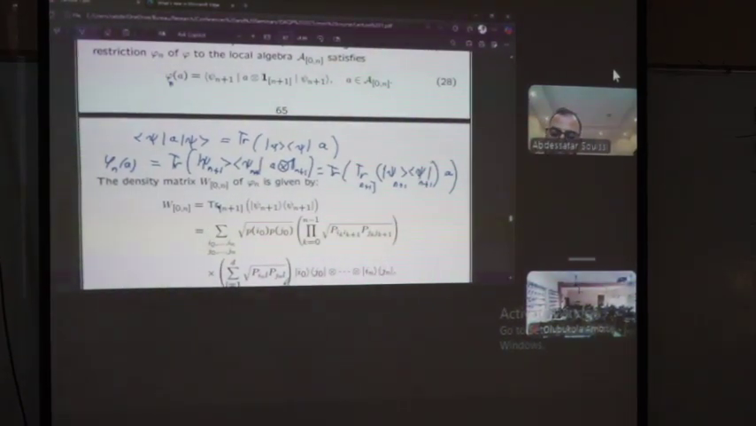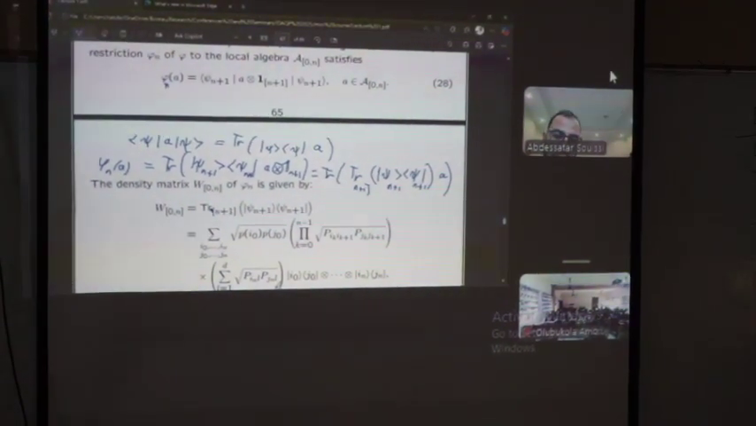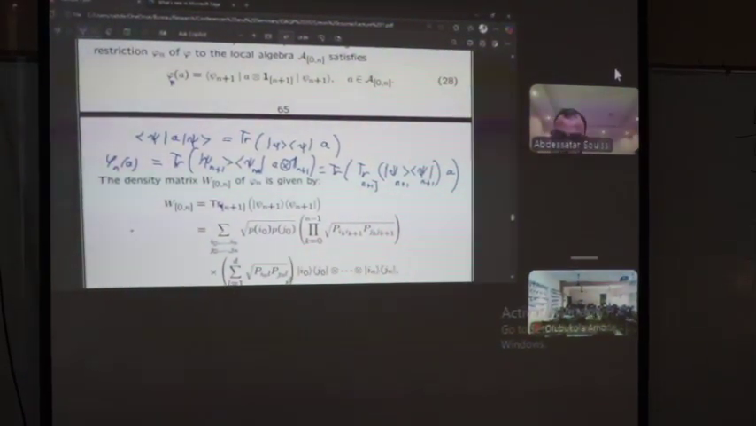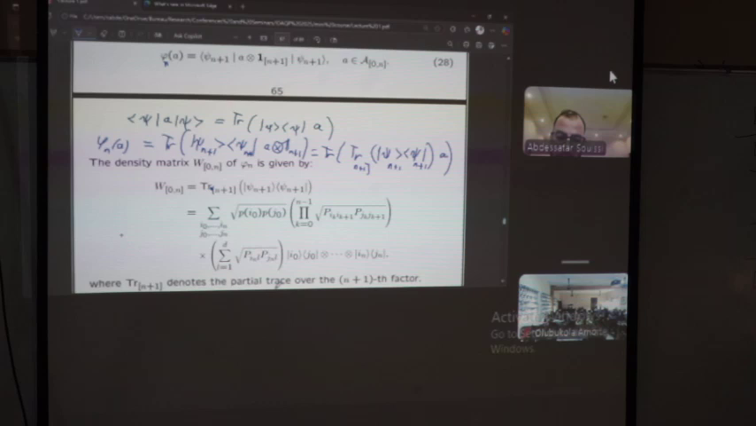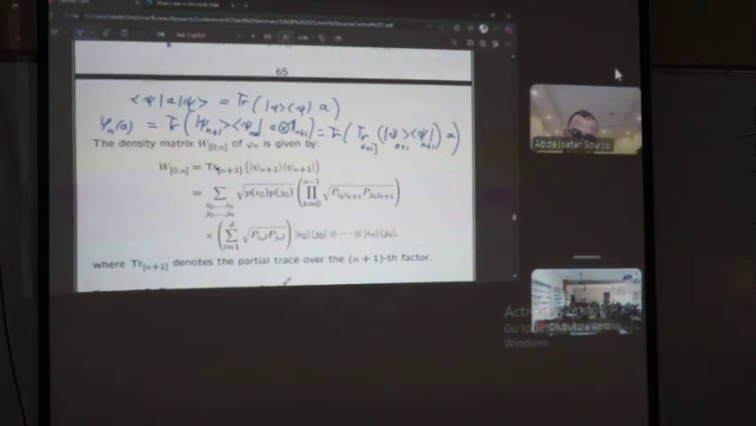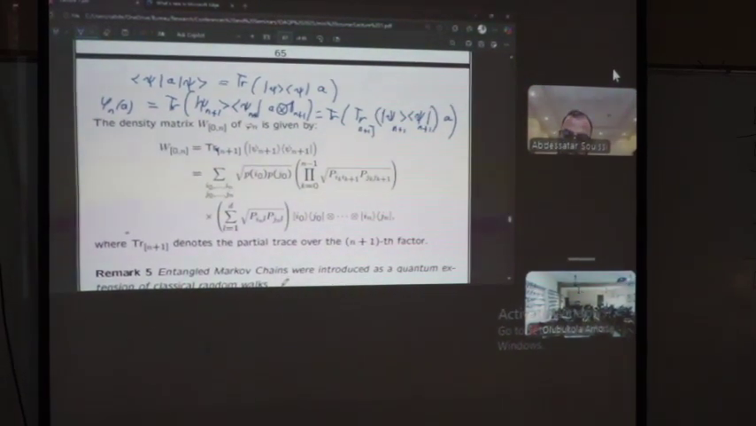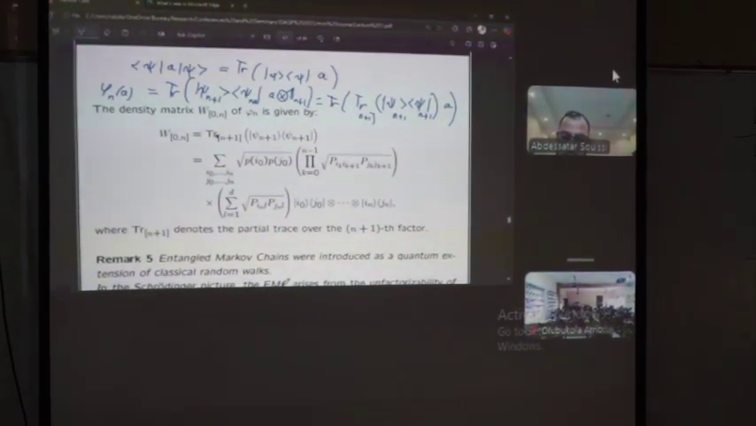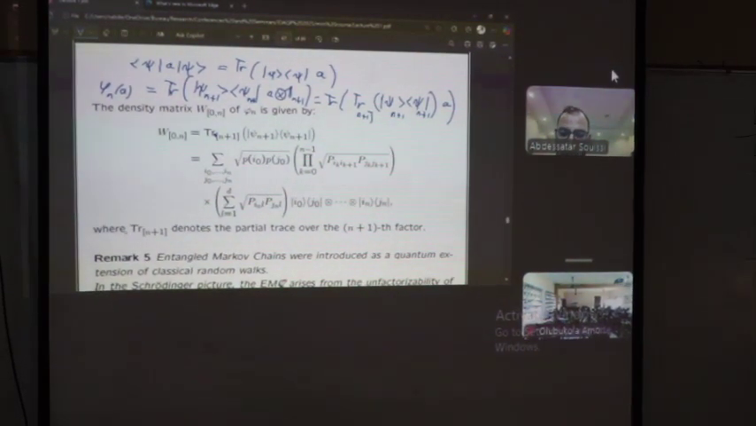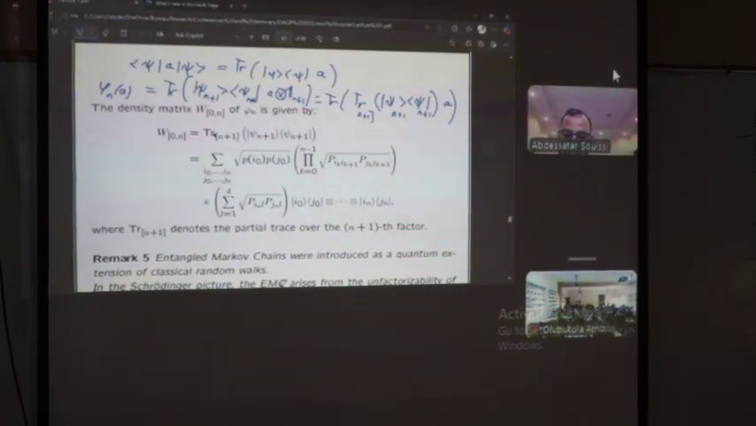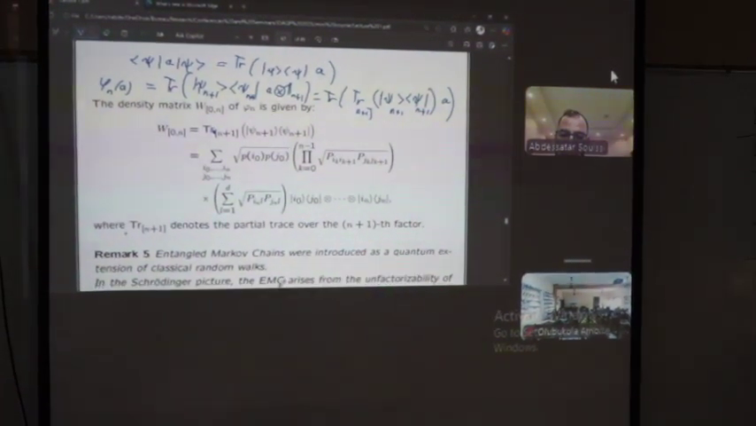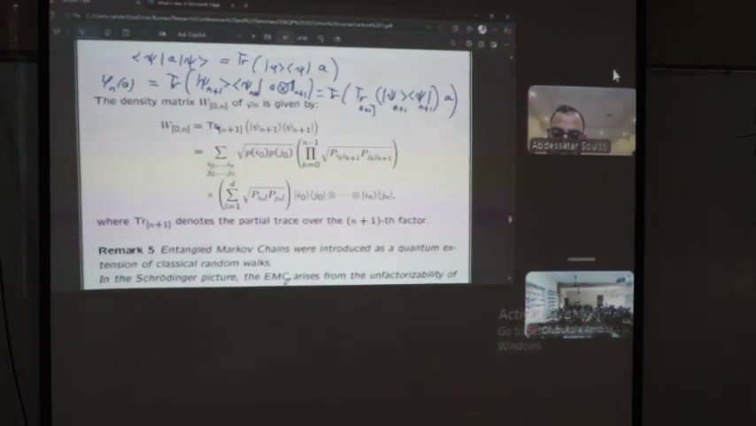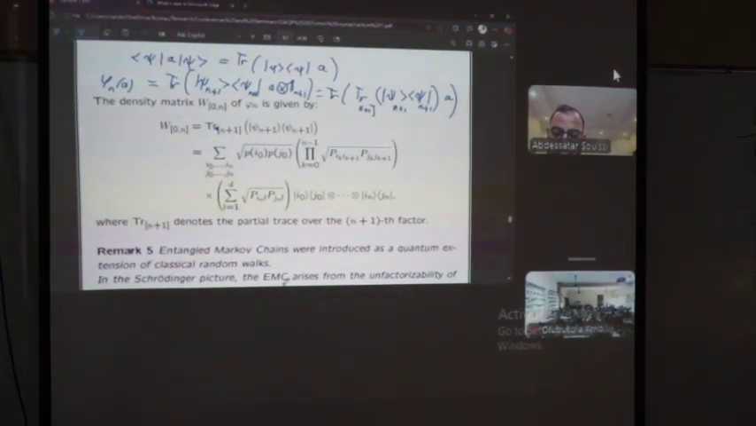Then we know that the density matrix of this state phi n is this one, the partial trace over. Here we detail this density matrix in terms of elements of the basis, and we can see that we can express it using these brackets. It's clear that it belongs to the algebra A0, because this one is the first factor, 0 to n.